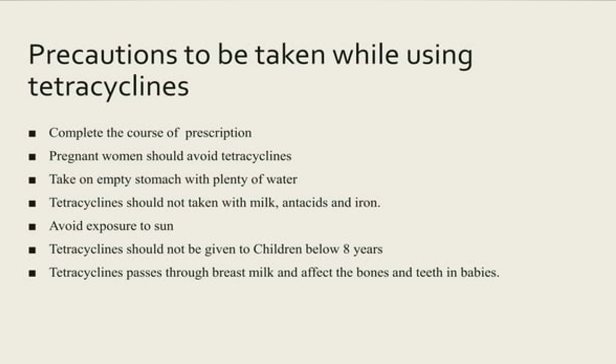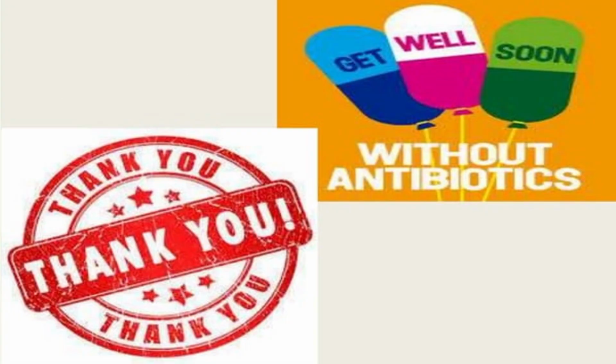Tetracycline should not be given to children below 8 years old. Tetracycline passes through breast milk, so avoid the use of tetracycline in the case of a lactating mother. It will affect the bones and teeth of the babies. So this is overall everything about the two classes of antibiotics, that is aminoglycoside as well as tetracycline type of antibiotics. Thank you all.